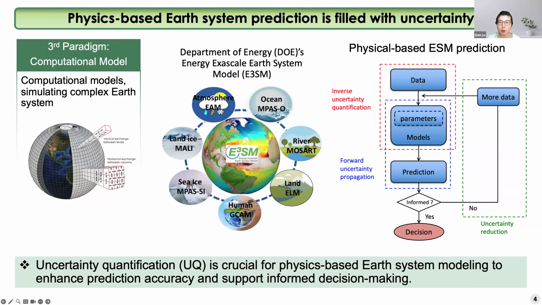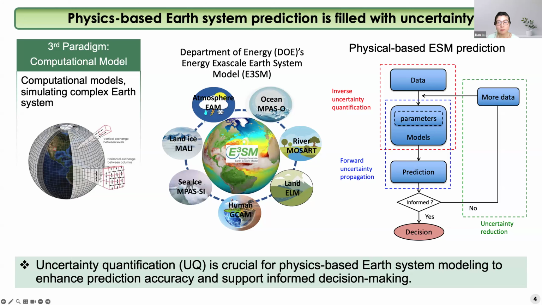And for each component, we use the data-model integration approach to improve the prediction. Specifically, first, we collect the data and construct the physics-based models based on our understanding. These models contain uncertain parameters that must be calibrated against the observations to enhance the simulation accuracy. Once calibrated, the models are used for prediction. If predictions are accurate and have small uncertainty, then the models can be applied to real-world problems and decision-making. If not, we refine the models by incorporating more data to enhance the predictive capabilities.